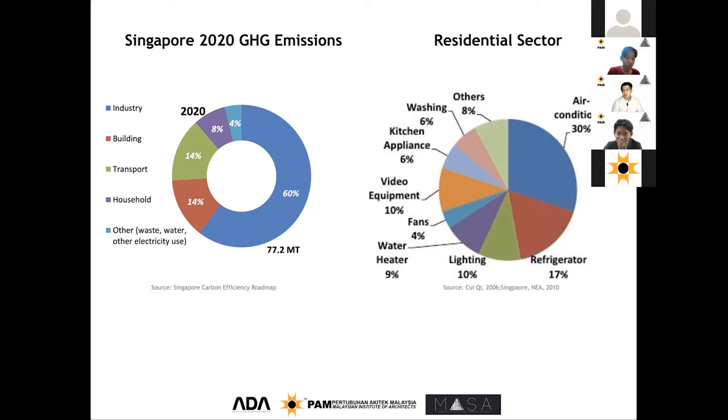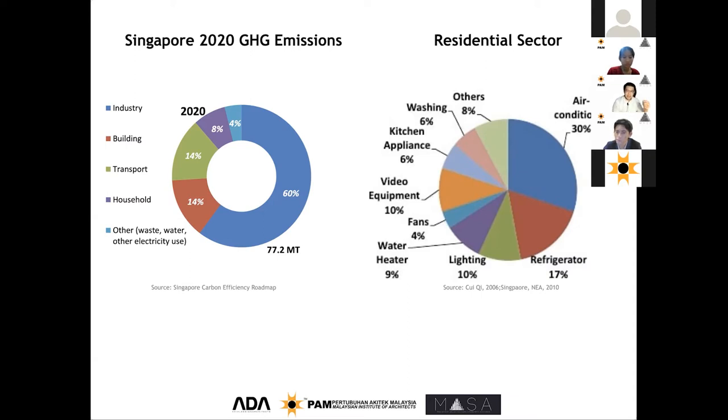Air conditioning, 30%. Refrigerator, 70%. Lighting, 10%. Water heater, 9%. So the temperature control usage consumes almost 40% of the overall, and lighting consumes 10%. Means that these two things are the thermal comfort sectors.